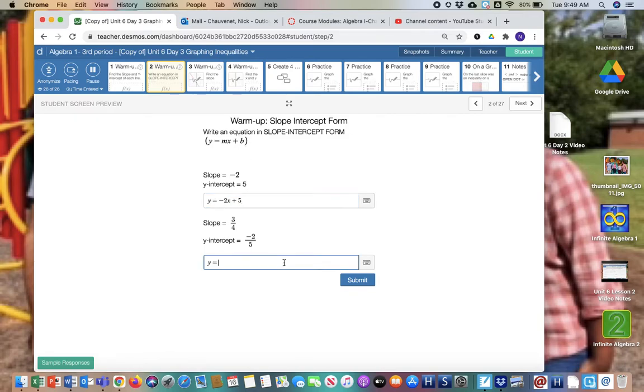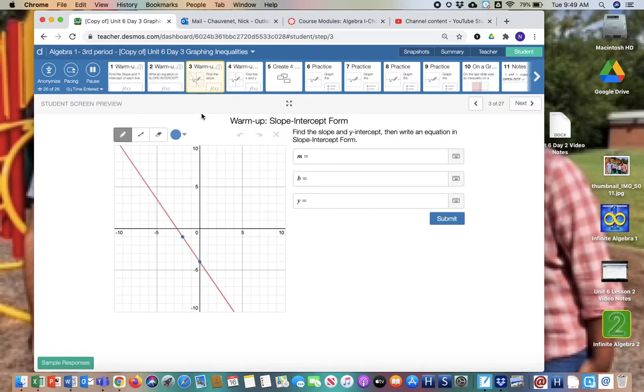Okay. Down here for the slope, I see it's 3/4. So I'm going to write 3/4 x. And then I see the y-intercept for -2/5. Okay, so again, here we have the slope and the y-intercept. We wrote the equation. The previous slide we were given the equation and we wrote the slope and the y-intercept.